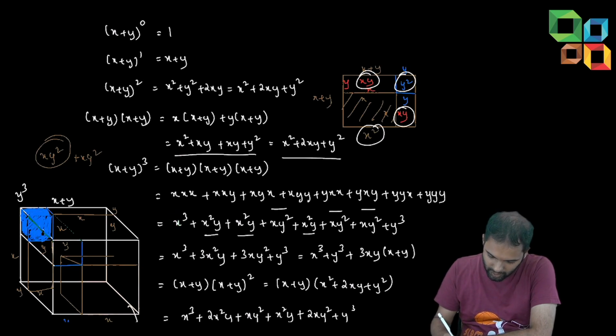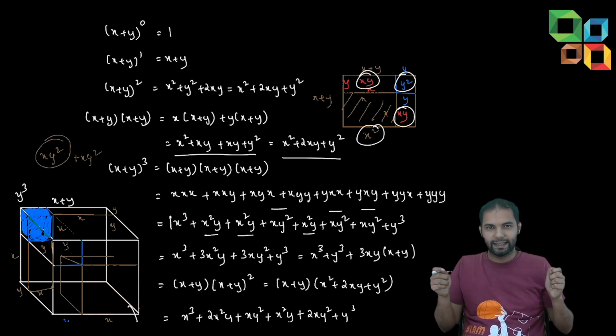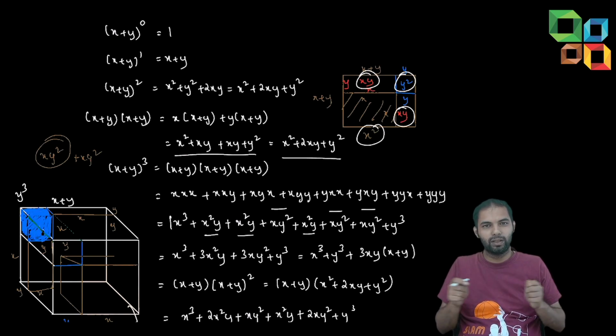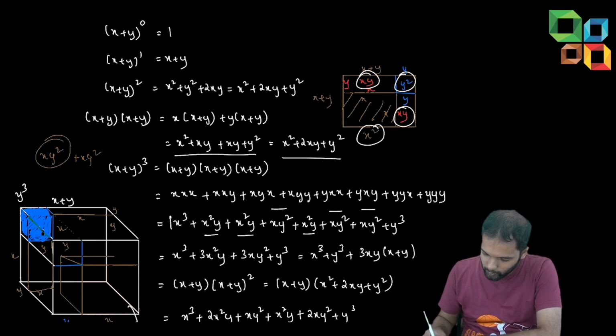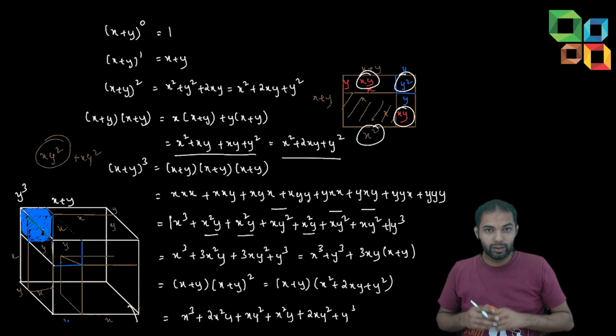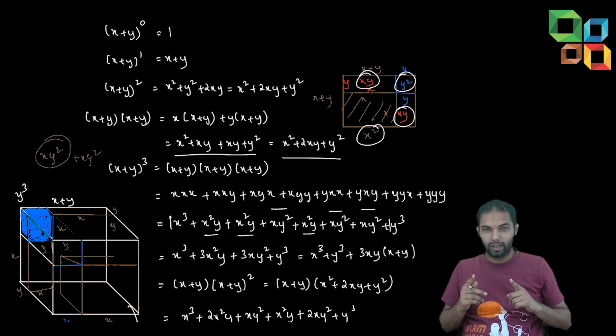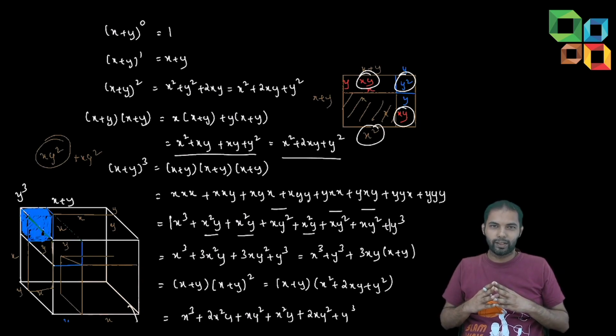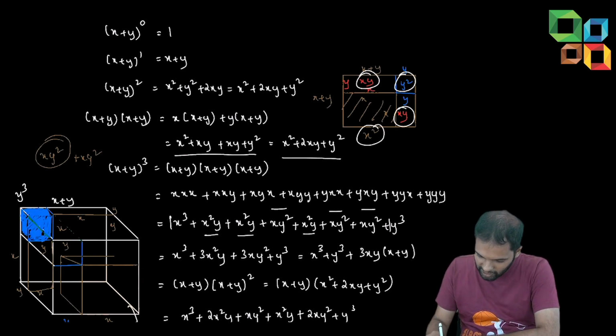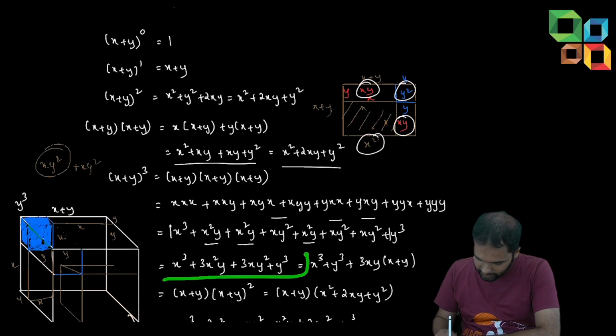So let me write it up. Because there are only 3 x's, I have to multiply all of them to get x cube. Similarly, if I have to get y cube, how many ways can I do it? Only one, right? Because there are only 3 y's. I have to multiply all of them together to get y cube.